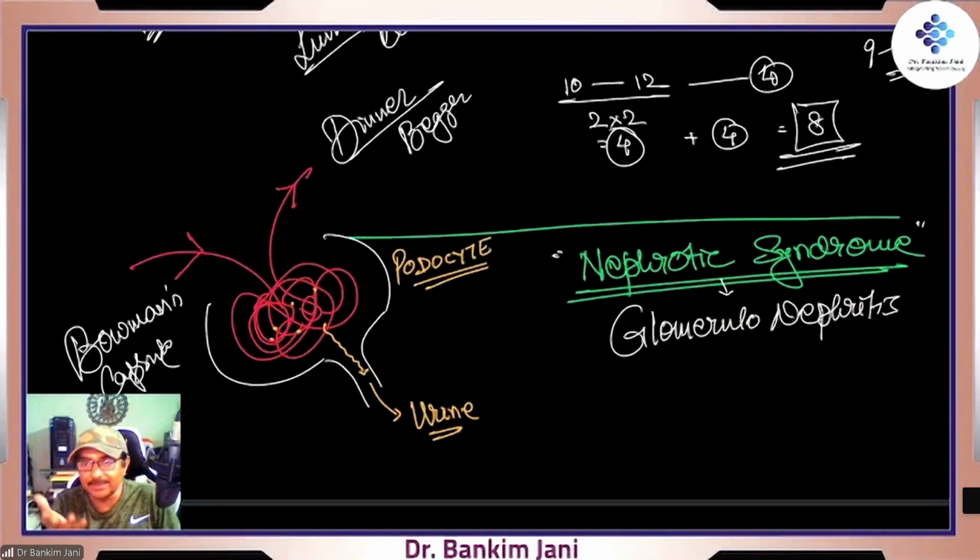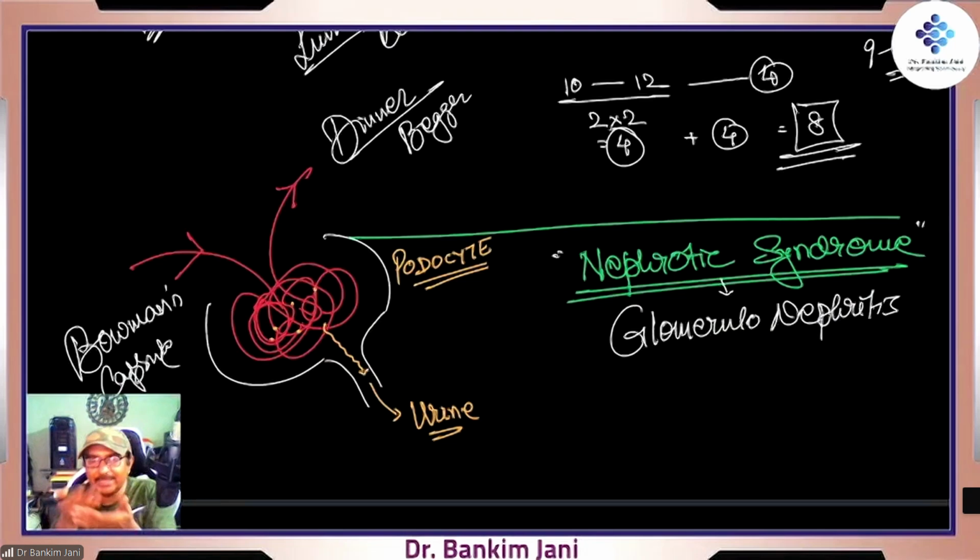These podocytes are like a filter, right? So the podocytes sit in a line and the water trickles between them, so they act like a filter. What if these cells are damaged? Podocytes are damaged. A finger-like structure, right?